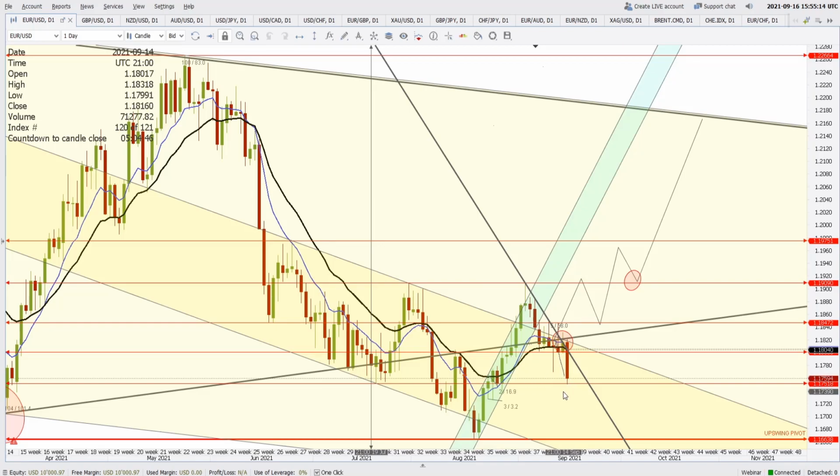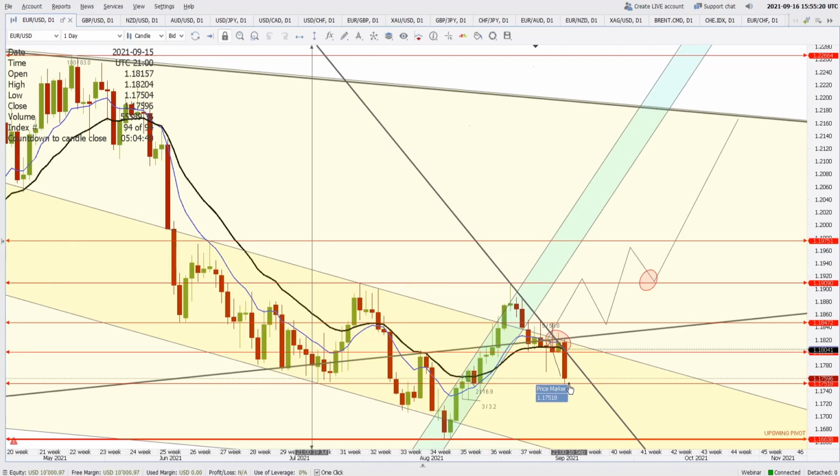This is our level of support. So now where can the euro go against the US dollar? From here, the immediate support is at 1.17518. If it does not hold on a daily closing basis, in other words, if the candle closes below 1.17518 today, then it will expose the 1.1663 level, which is also an upswing pivot.